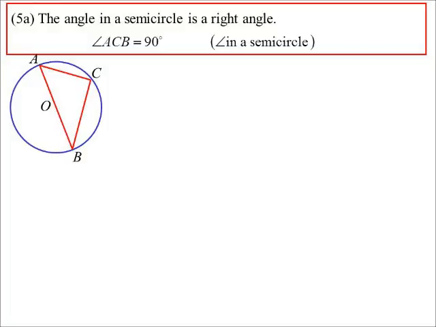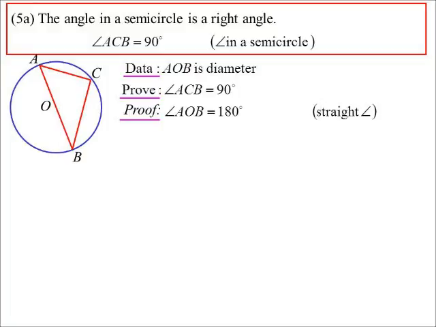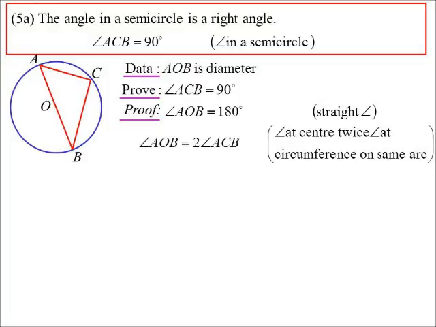That's a very easy proof, this one, because I'm basically just going to use the last theorem that I proved. I mean, AOB is a diameter, we know that, but I could look at it a different way and say, well, hang on, yes, it's a diameter, but it's also a straight angle. So the angle at the centre is 180 degrees. So by the last theorem we just did, well, hang on, AOB must be twice ACB, angle of circumference on the same arc. So it's got to be 90.